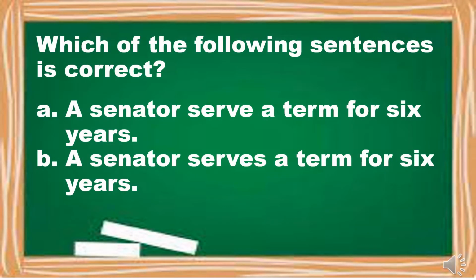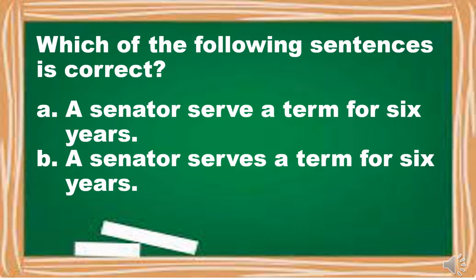Now, let's take a look at these examples. Which of the following sentences is correct? Letter A, a senator served a term for 6 years. Or letter B, a senator serves a term for 6 years. What's your answer? If your answer is letter B, then you are correct.